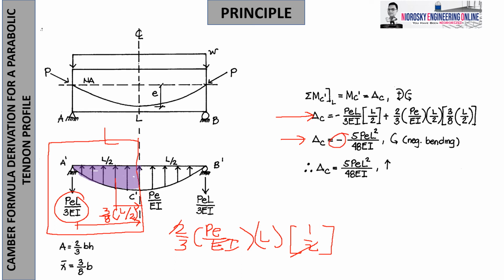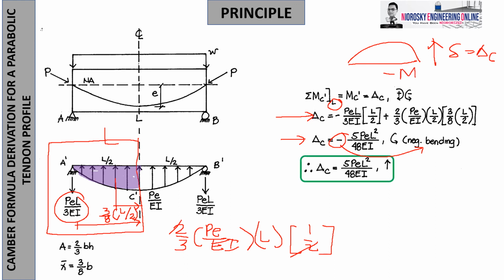Again, negative displace, a negative bending kapag left cut portion kasi tayo. So therefore, pag negative bending, ulitin lang natin, ang deflection is going up. Okay? Or ito yung delta C. So, ito yung for negative bending. So, therefore, for a parabolic tendon profiling, the equation should be 5PEL squared over 48EI for delta C that goes up. So, the sign is always positive for delta C.